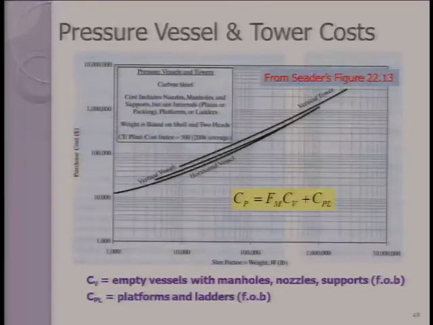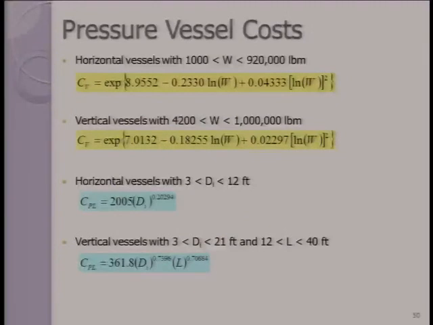Okay, so the next one will be for the CPL, yeah, for the platform and ladders. So there are equations depending on the inner diameter of the vessels. Okay, so now we know the total cost of that horizontal vessel. If you don't like to look at the figures, you can also use the curve-fitted equation. Yeah, it's here. It's the same as the one in the figure in the previous slide.